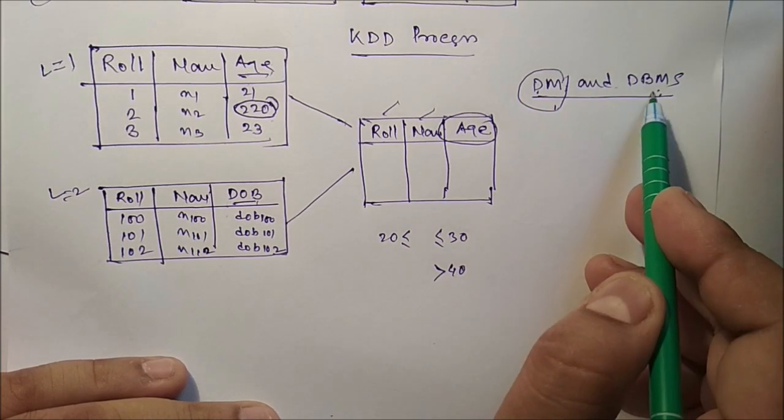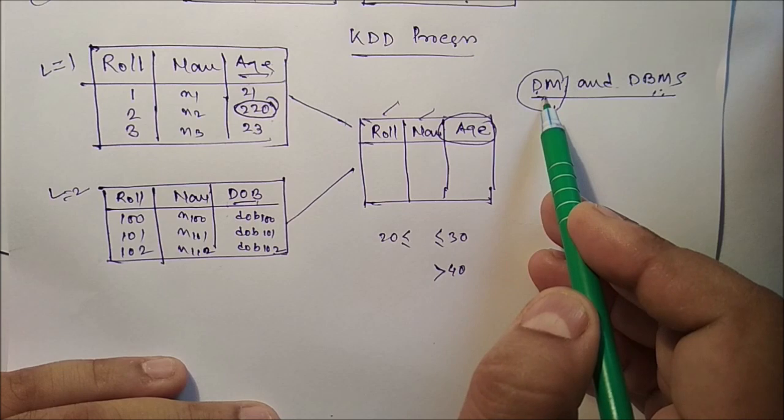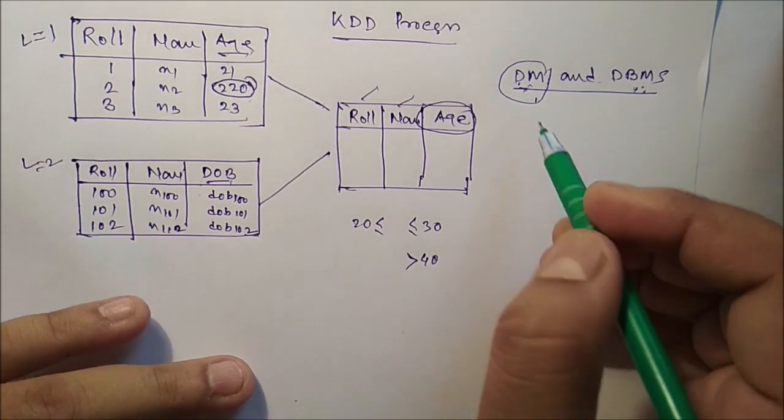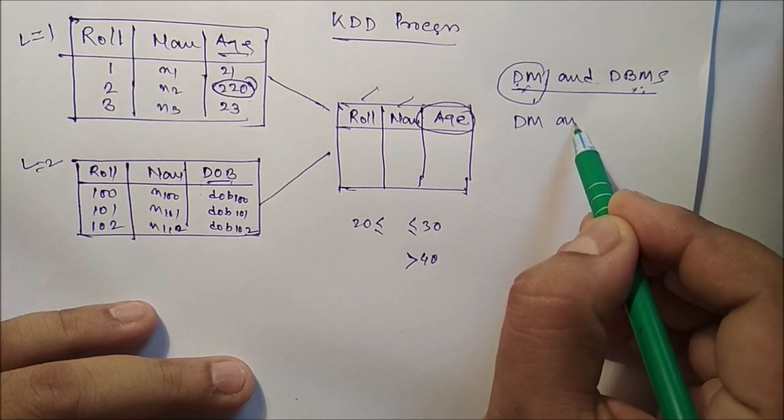So DBMS is storing data, and data mining is extracting knowledge from the data. Similarly, what is the relationship between data mining and data warehouse?